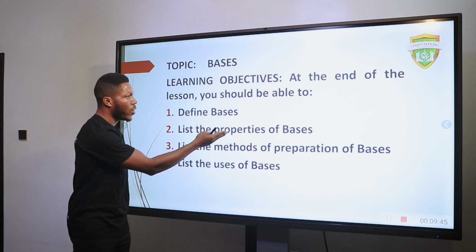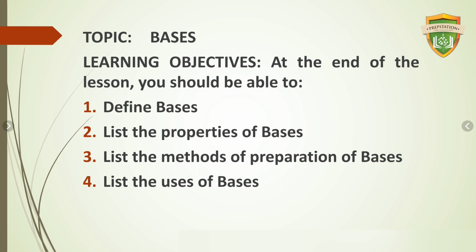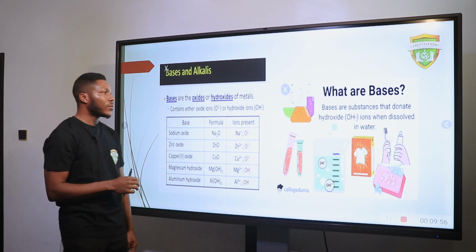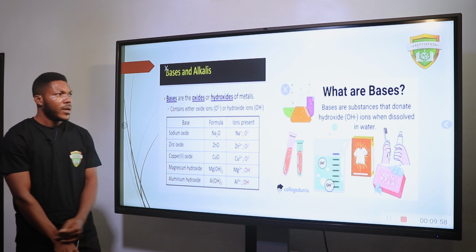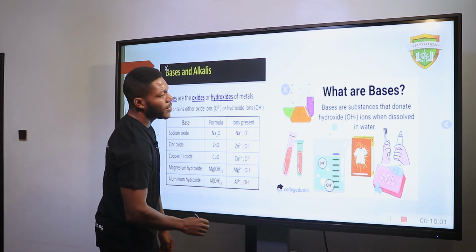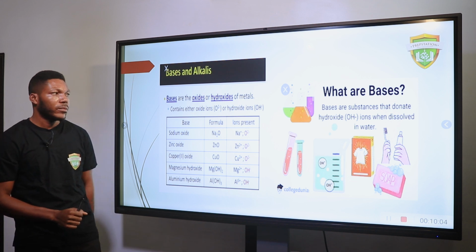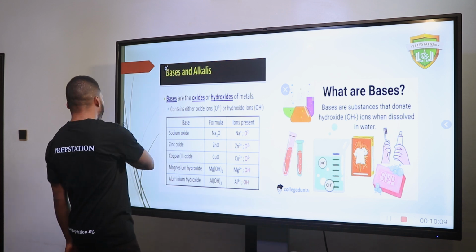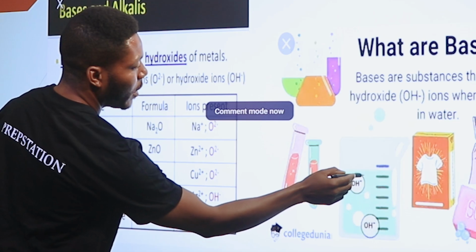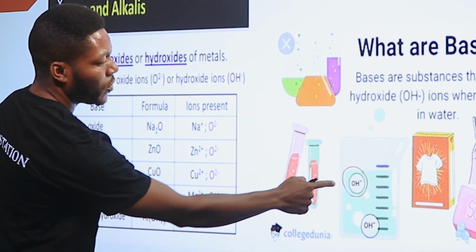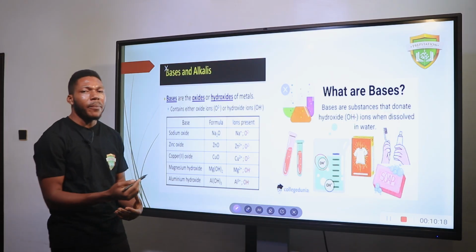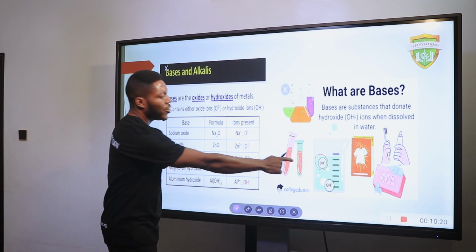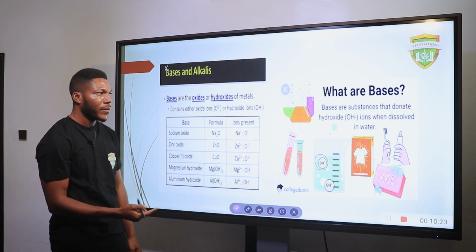We next move towards the base. In this regard, we're going to look at how we can define a base, properties of base, method of preparation, and also uses of base. So what is a base? A base is a substance that donates hydroxide ion when dissolved in water. For example, if a compound is a base, it must always contain OH, and this is your hydroxide ion. So whenever a base is dissolved in water, a hydroxide ion is always produced. It donates out.